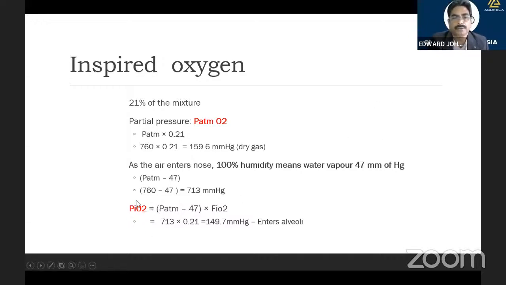Then PiO2, that is FiO2, means the gas that enters the alveoli, which gets diluted by the carbon dioxide from the plasma. So it comes to around 150 mm of mercury. So that is alveolar air. This is the inspired air, that is 21% of the gas saturated with water vapor. So 21% of 713 mm of mercury comes to around 150 mm of mercury. So this is the FiO2 that enters the alveoli.